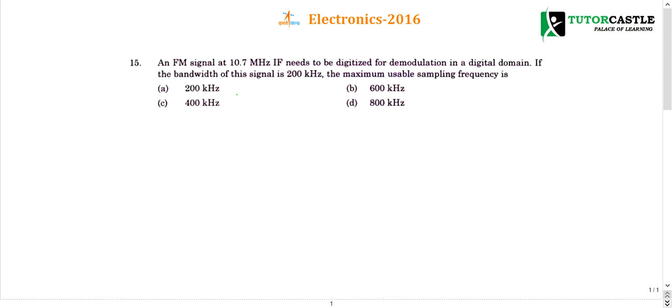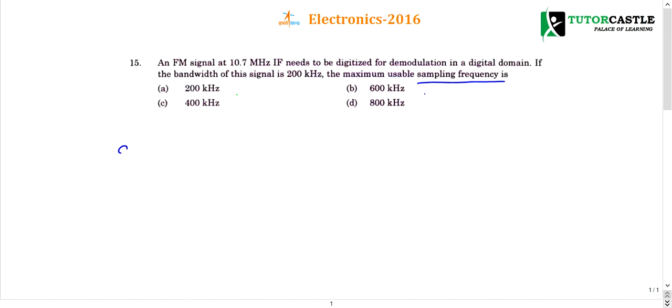Question number 15. An FM signal at 10.7 MHz IF, intermediate frequency, needs to be digitized for demodulation in the digital domain. If the bandwidth of this signal is 200 kHz, the maximum usable sampling frequency is. So finally what he is asking is important. He is asking what is the sampling frequency.